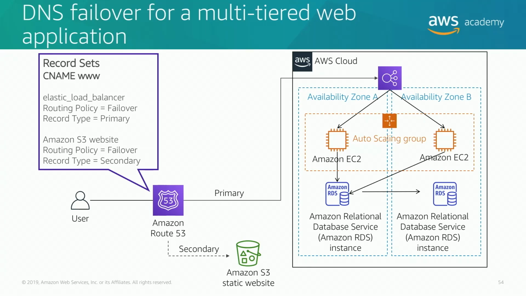Route 53 health checks and makes sure that the primary site is available. If the health check fails, a static splash page will be distributed. The static page alerts customers that you are restoring service.